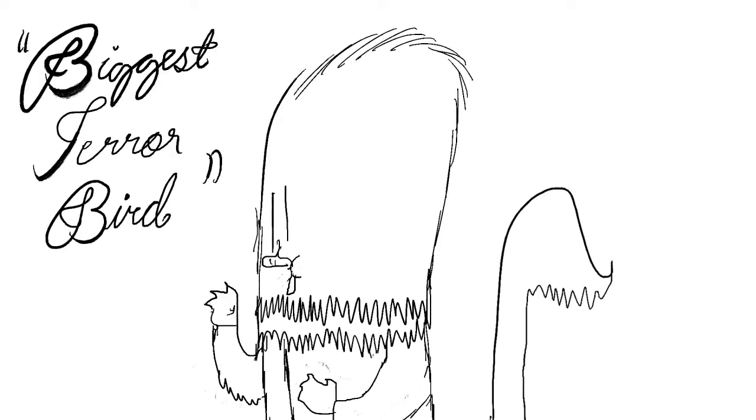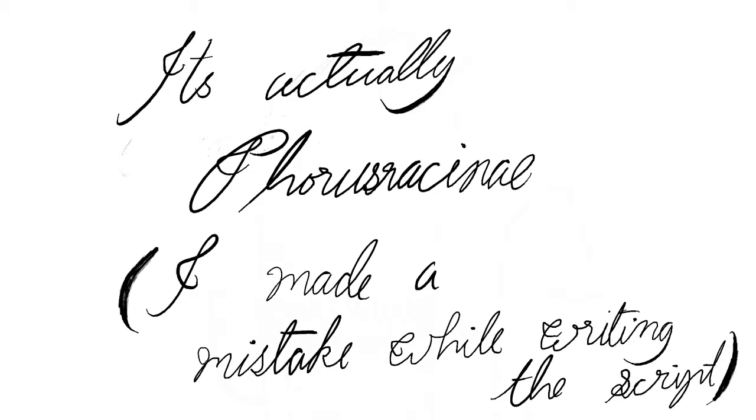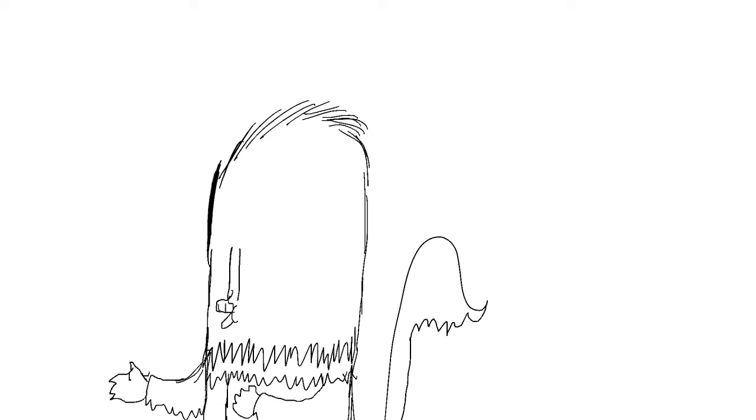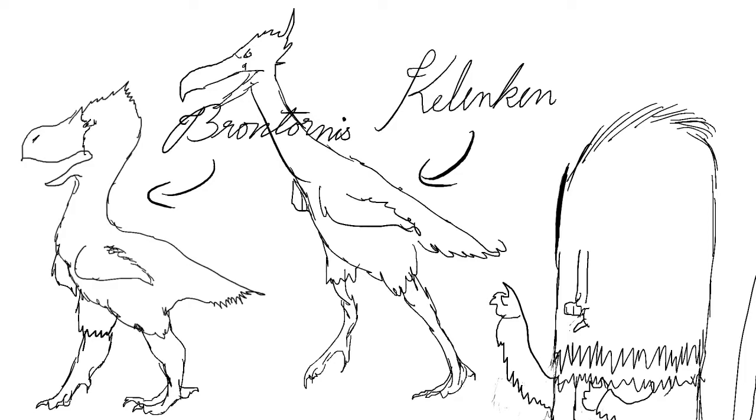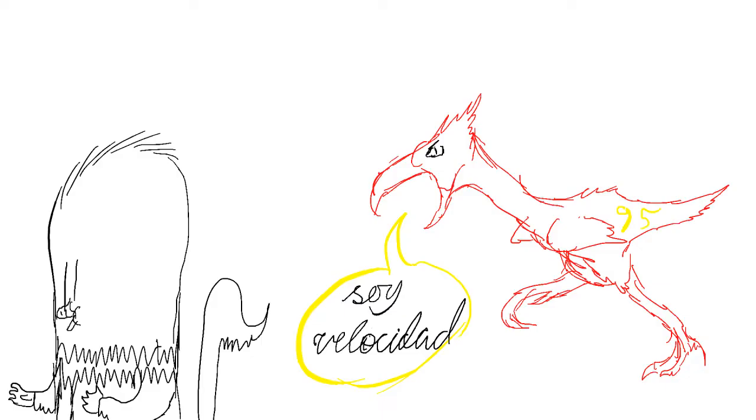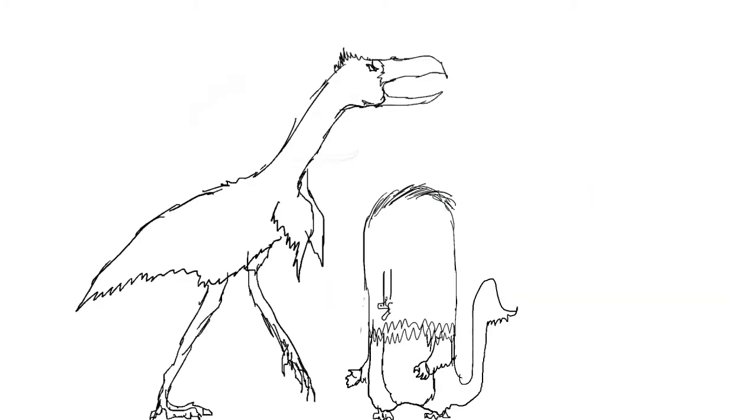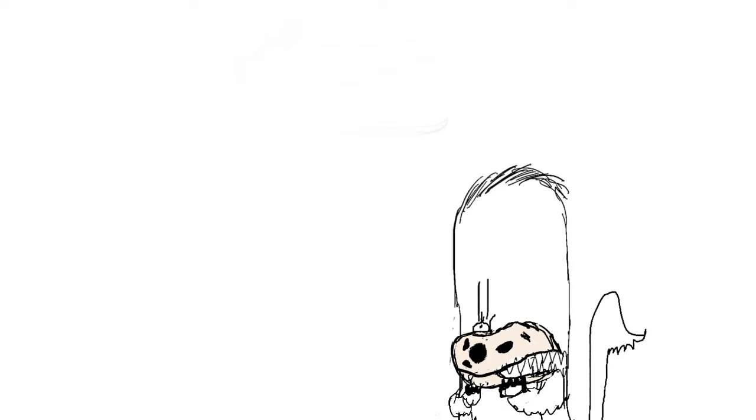Next is Kelenken, a contender for the title of largest terror bird. It is placed in the subgroup of phorusrhacids called Brontornithinae, if I'm pronouncing that right, which consists of the largest and most robust phorusrhacids. Kelenken, when compared to other members of its group, was quite sleek and slender. This allowed it to use speed as its weapon. Kelenken was 3 meters or 9 feet tall, with its beak being more than 1 foot long.